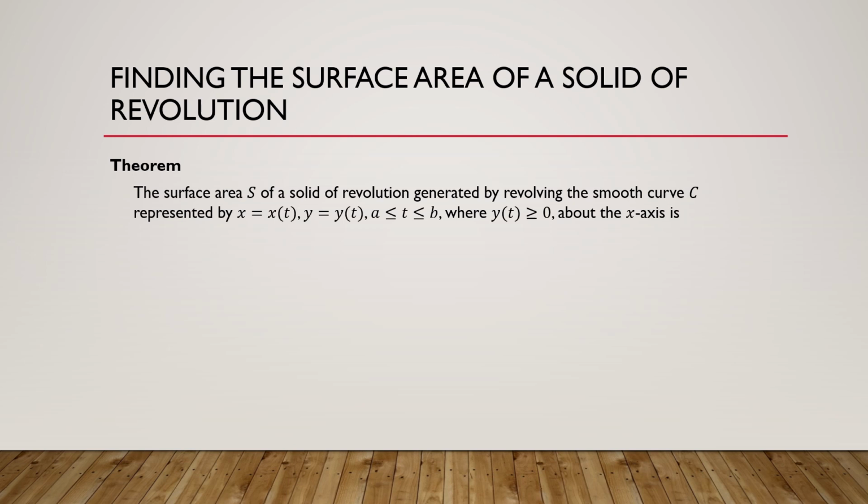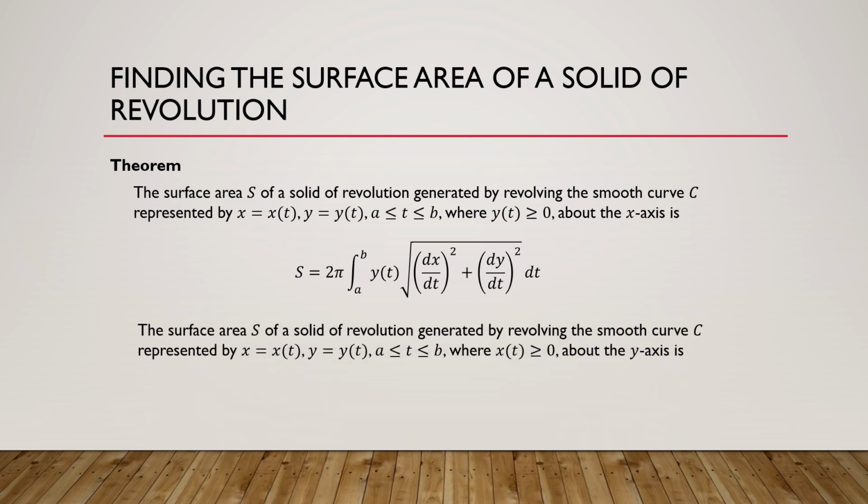The surface area S of a solid of revolution generated by revolving the smooth curve C, represented by x equals x of t and y equals y of t, for t between a and b, where y of t is greater than or equal to 0, about the x-axis is S equals 2 pi times the integral from a to b of y of t times the square root of (dx/dt) squared plus (dy/dt) squared dt.